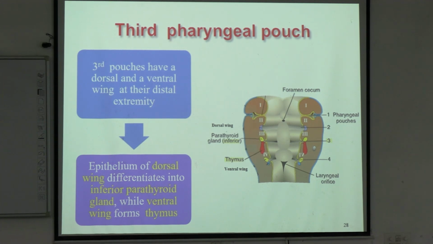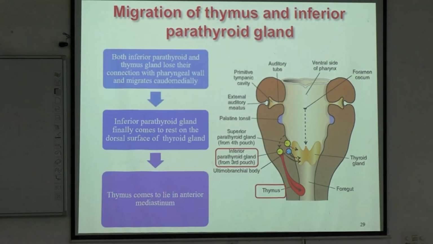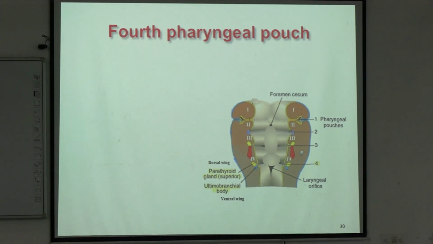Now, moving on to the fourth pouch. The fourth pharyngeal pouch also has the same thing. We have a ventral part and a dorsal part. The ventral part out here is yellow and the dorsal one out here is the blue one. Again, this yellow part develops into another parathyroid gland. This parathyroid gland is the superior parathyroid gland.